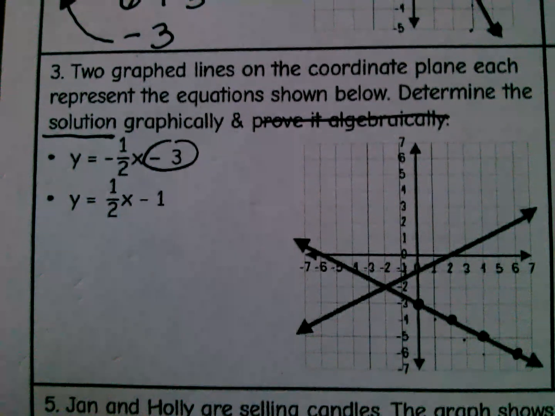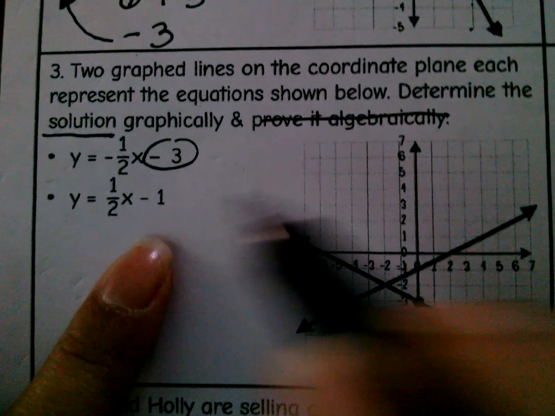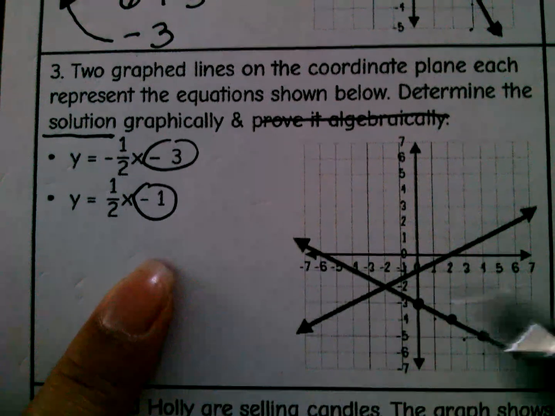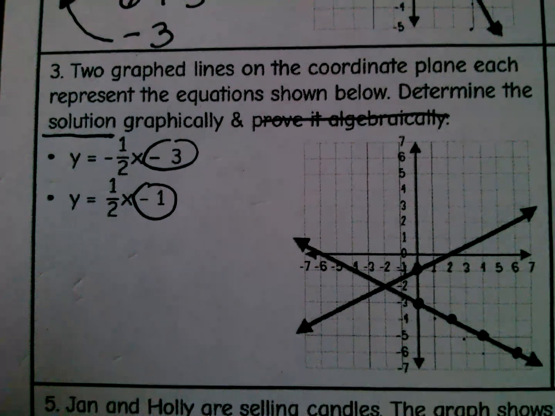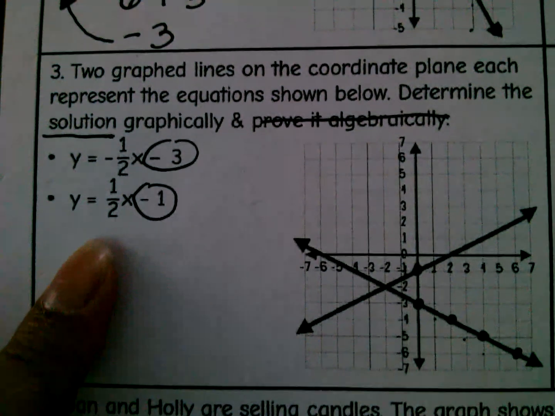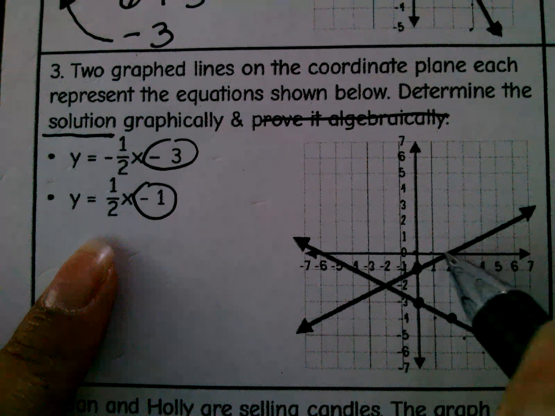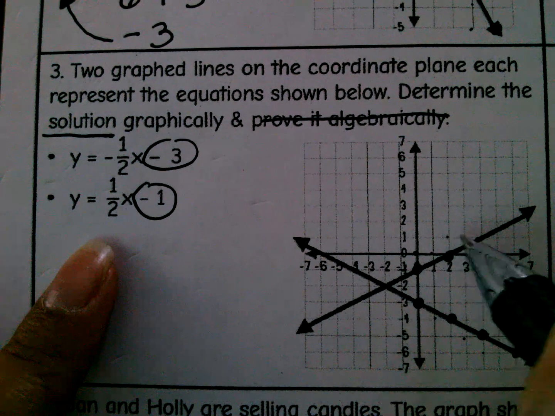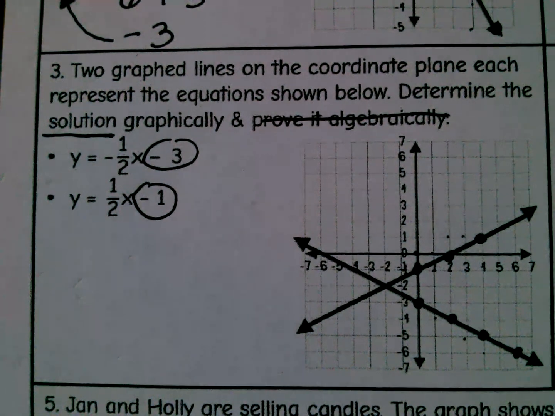Yeah, they graphed it correctly. I'm just proving here to see if they're graphing it correctly. -1 is the y-intercept of the other one. So here's my -1. And the slope is +1/2. So +1 means to rise 1. 2 means to run 2. Rise 1, run 2. Yep, that one's graphed correctly.